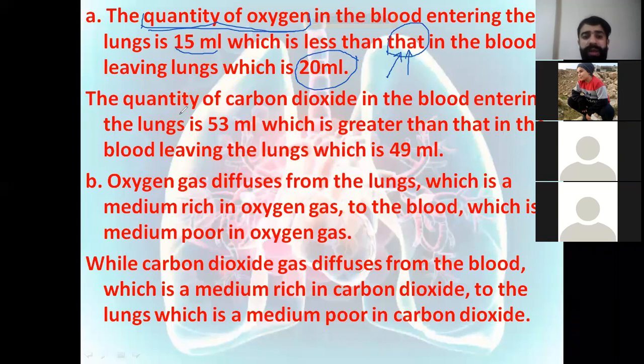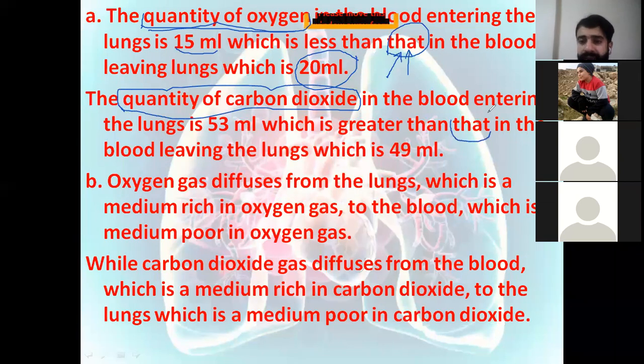Also, the quantity of carbon dioxide in the blood entering the lungs is 53 milliliter, which is greater than, also I said the word that. That refers to what? To the quantity of carbon dioxide in the blood leaving the lungs, which is 49 milliliter. Conclusion: we already studied this before, and if you remember, I gave you these as notes. So oxygen gas, it diffuses from where to where?